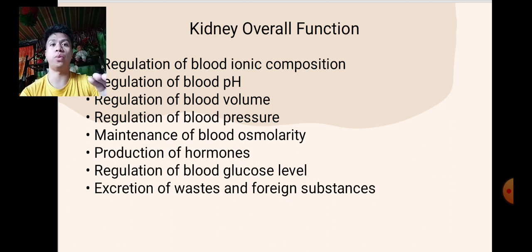And we have another one, the maintenance of blood osmolarity. By separately regulating loss of water and loss of solute in the urine, the kidney maintains a constant blood osmolarity close to 300 milliosmoles per liter. And we have the other function of our urinary system, the production of hormones.